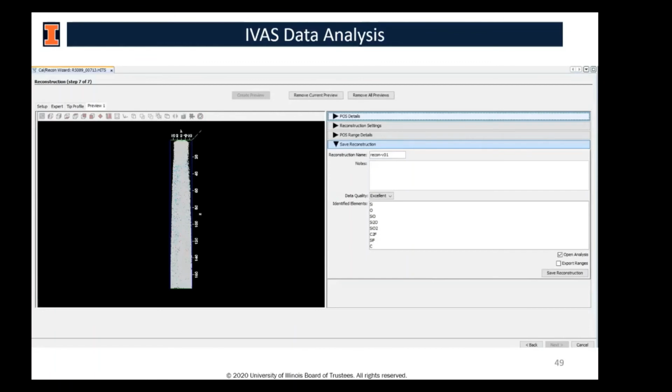Each time you select a reconstruction parameter, you create a preview reconstruction. If the reconstruction is good, you can then save it with any appropriate notes you find important. You can also go back to the wizard, change the instrument or sample parameters, and create another preview.